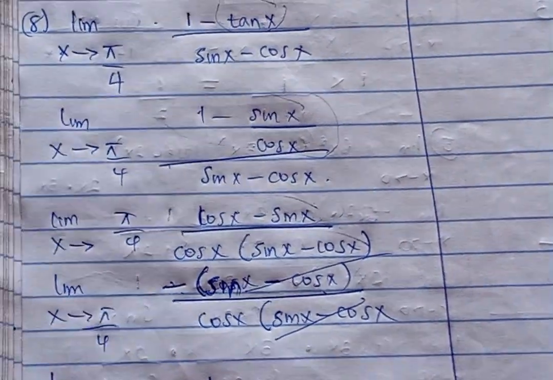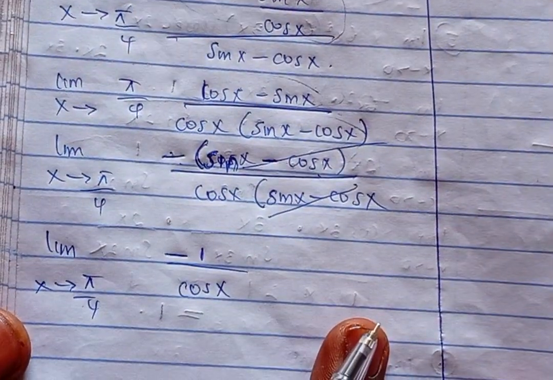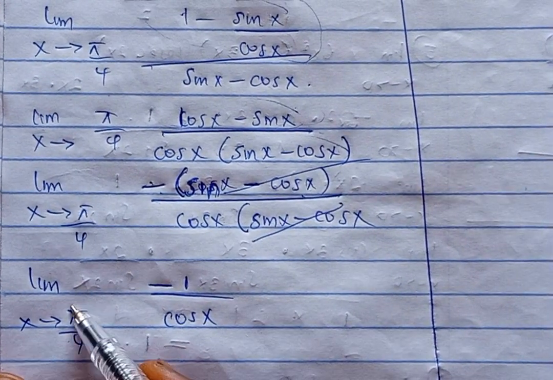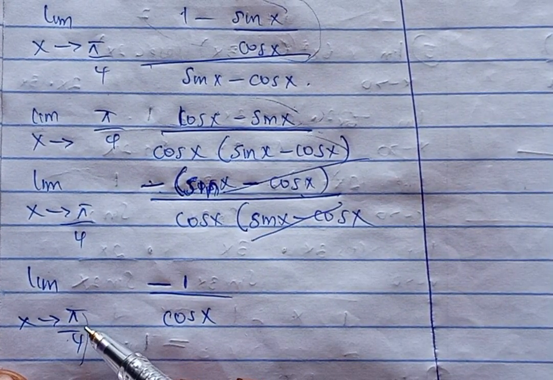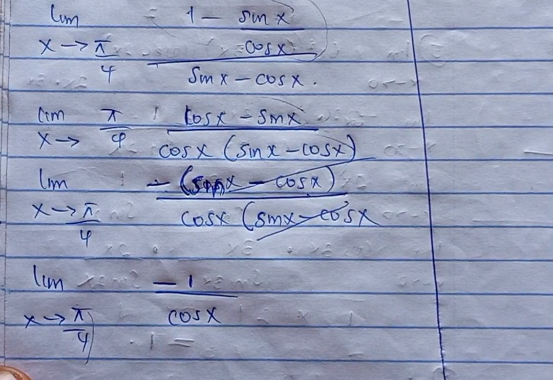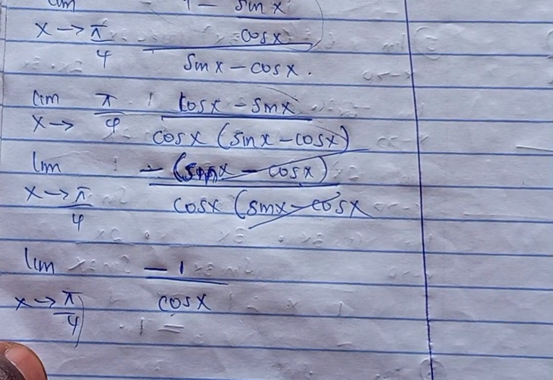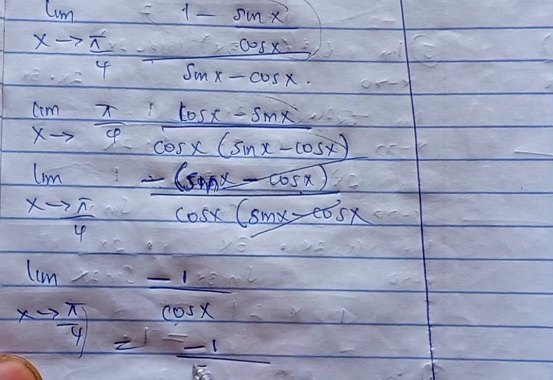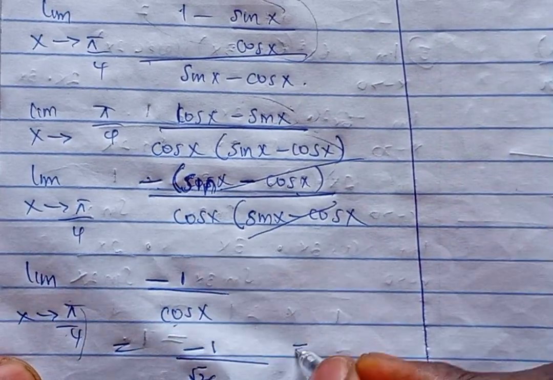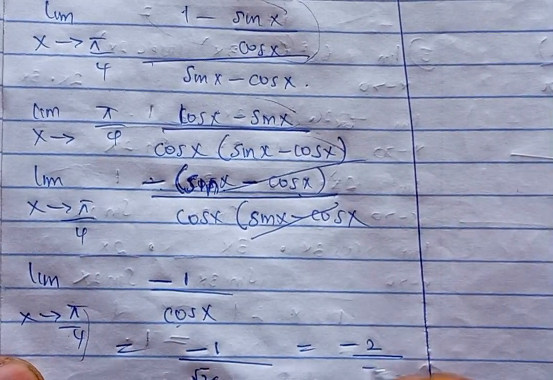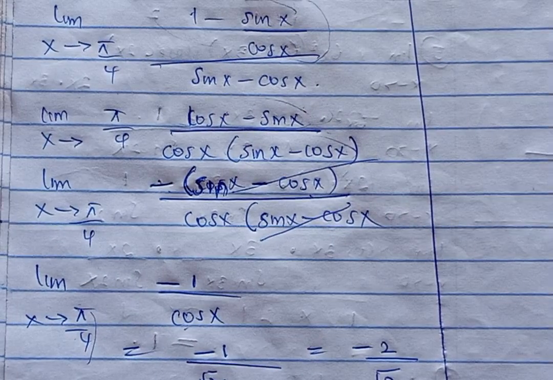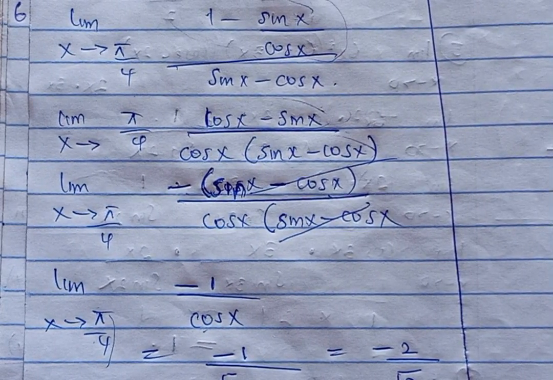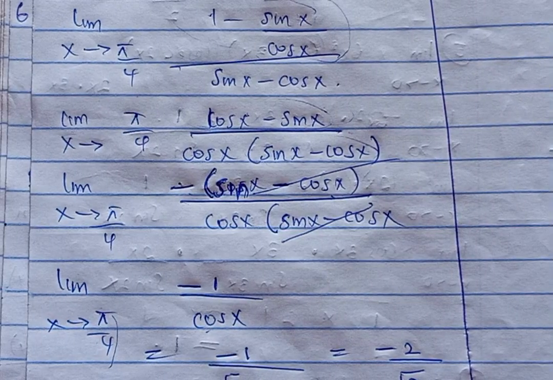And they say our x tends to pi over 4, right? So if x tends to pi over 4, and you know this one is in radians, that's your 45 degrees, so cos 45 is root 2 over 2, we have minus 1 over root 2 over 2, which is equal to minus 2 over root 2, and you can still rationalize, you still arrive at the same thing. So this is how to solve this one.